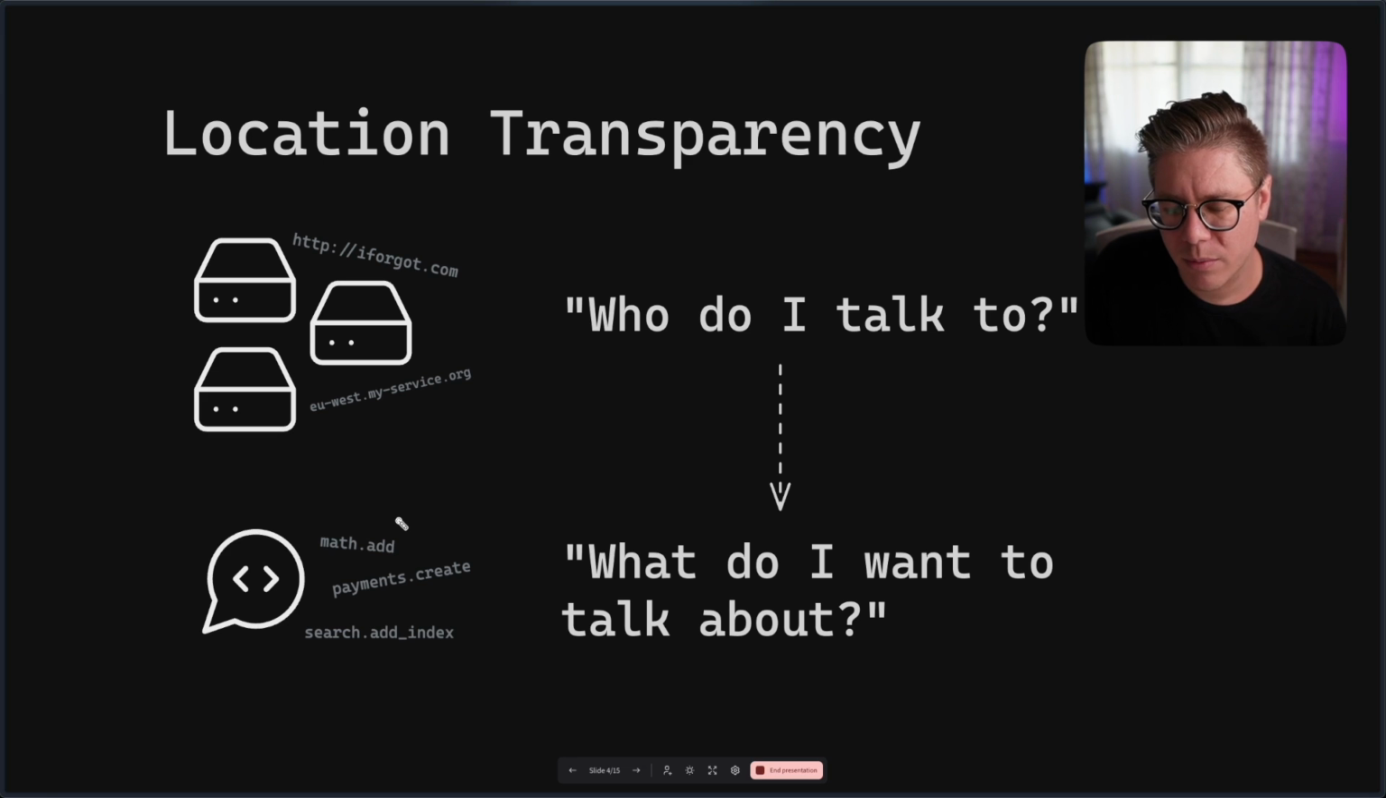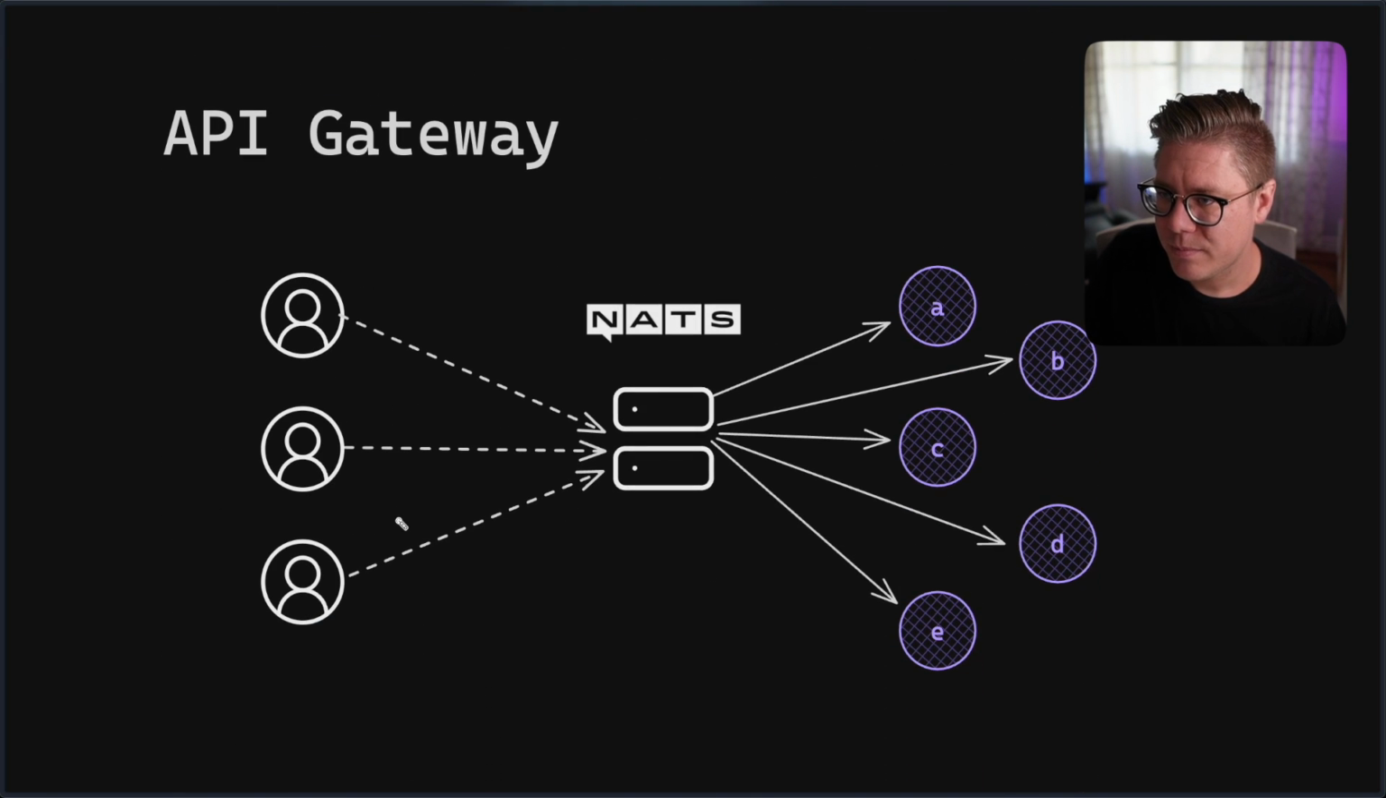These are all the core where you just need to know the NATS server that you connect to, and then you just want to know what you want to talk about. And quite simply, that's our basis of how to design a microservice architecture around NATS. So let's talk about that in light of something like an API gateway.